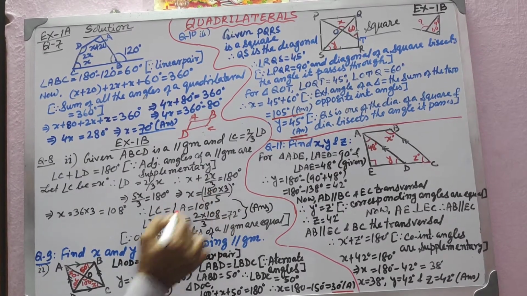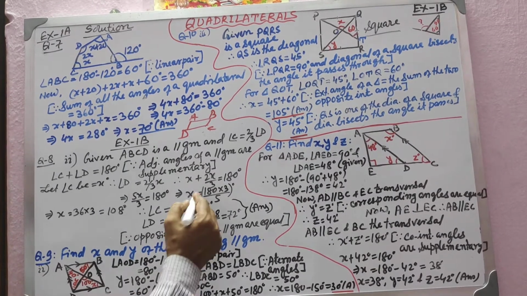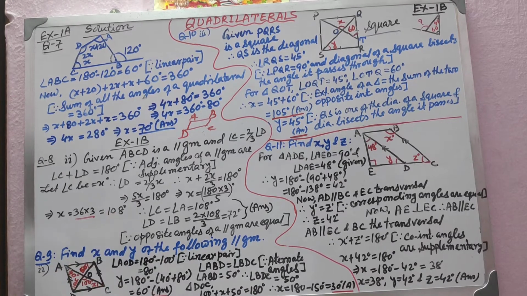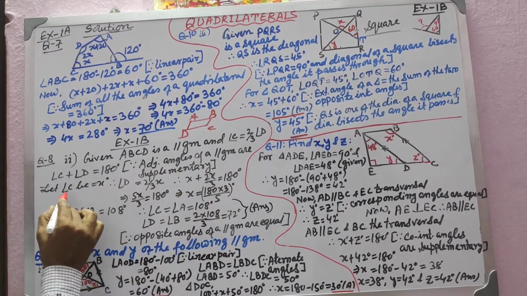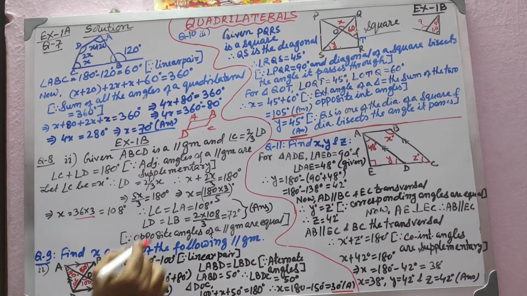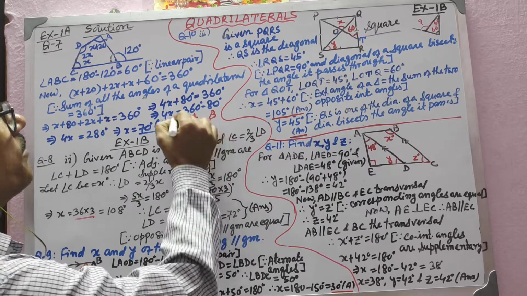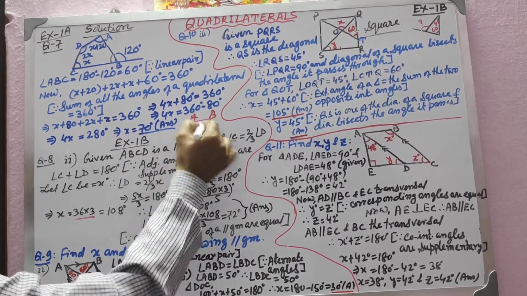Here 5 can divide 180, and the quotient will be 36. So x is equal to 36 into 3 degree, that is 108 degree. Now x is whose value? C's value. So C will be equal to which angle? C will be equal to A, because alternate angles are equal. This angle will be equal to this angle, and this angle will be equal to this angle.